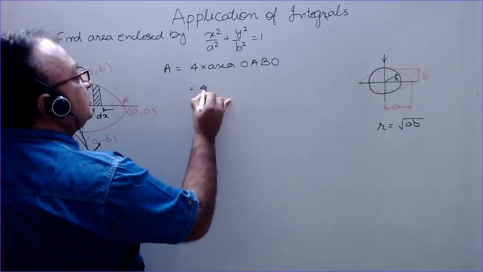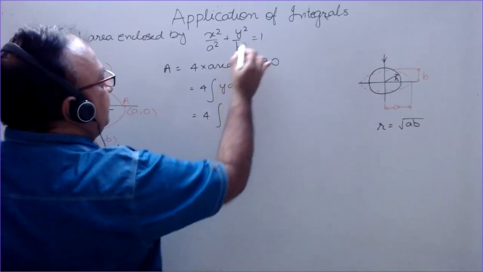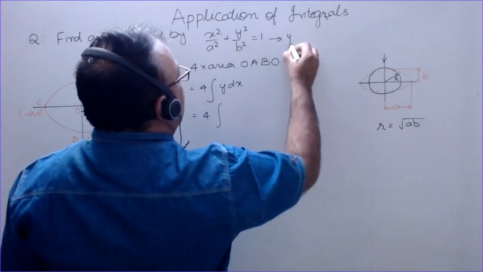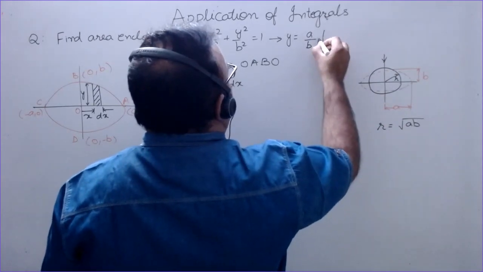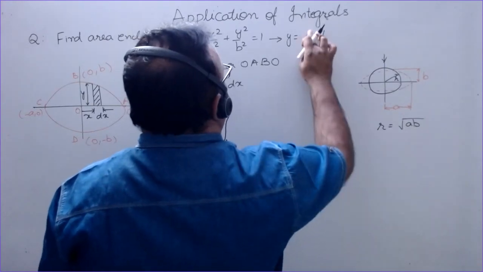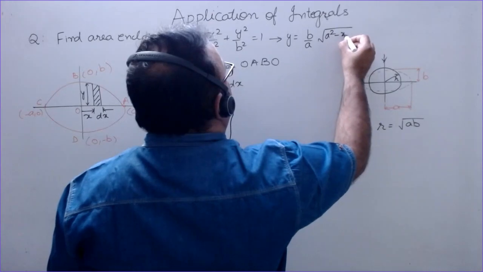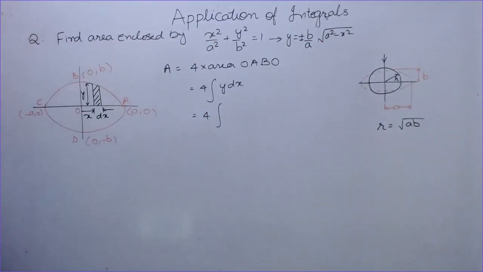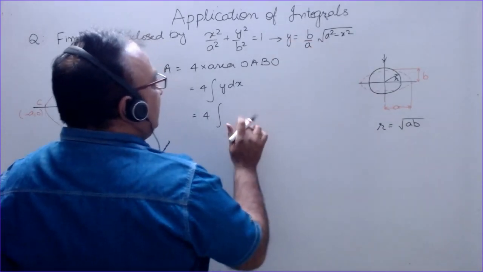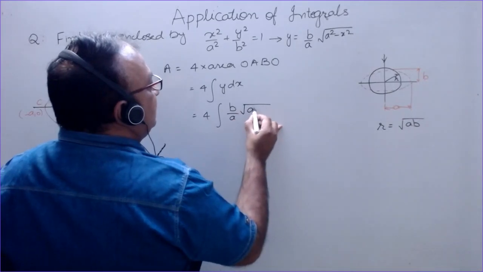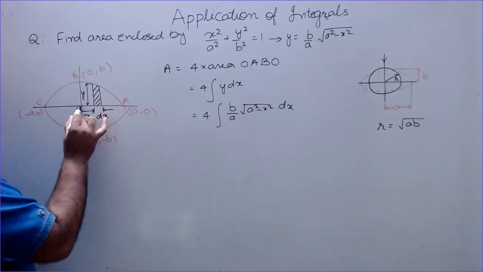So this is 4 times integral of y dx, equal to, putting the value of y from here, you can put y equal to b by a under root of a square minus x square. Again this is having plus minus values. Which of this you will select? Y is positive here, so we are selecting the positive value. So put the value of y here, b by a under root of a square minus x square dx, and x is the variable, varying from 0 to a.